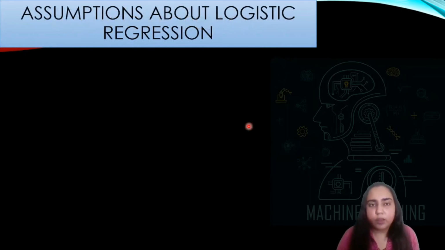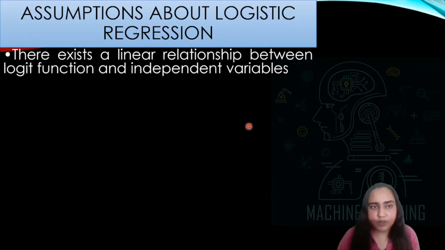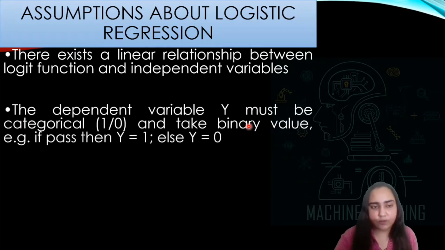Okay. Now let's talk about some assumptions about this logistic regression. There exists a linear relationship between the logit function and the independent variables. So that is one assumption. The function that we saw, which was natural log p upon 1 minus p, there has to be some linear relationship between the independent variables and that natural log function.